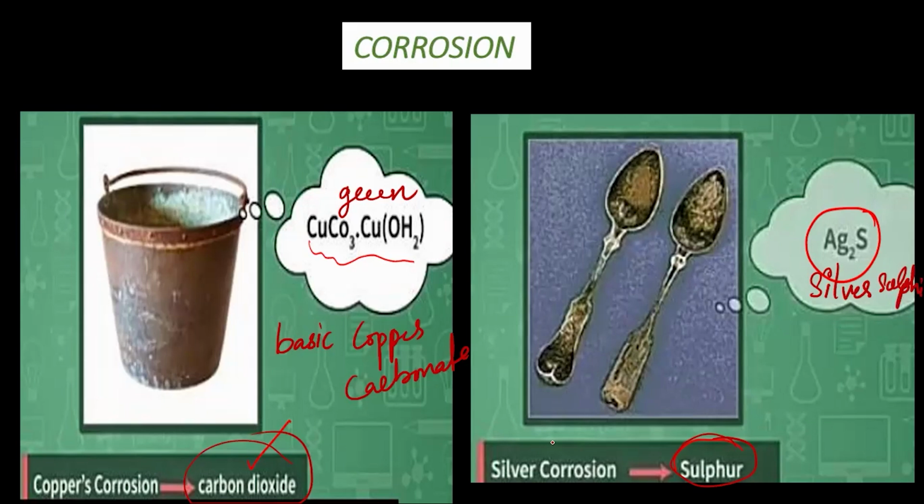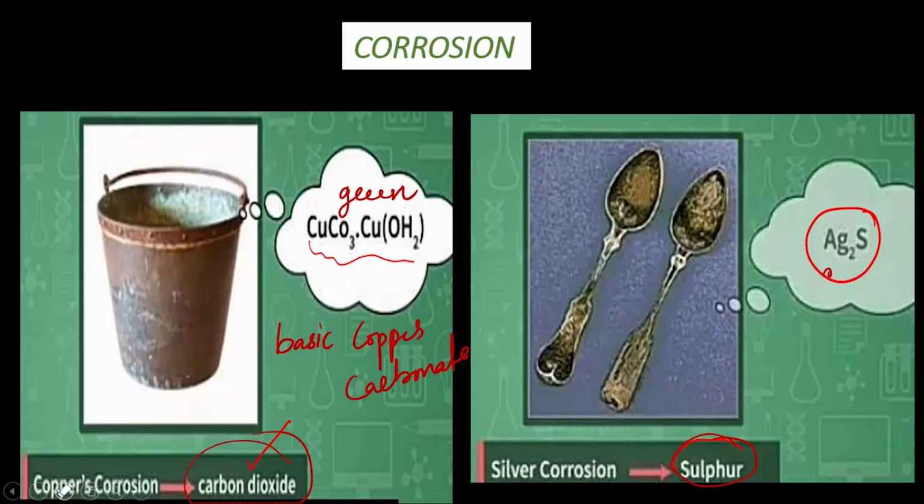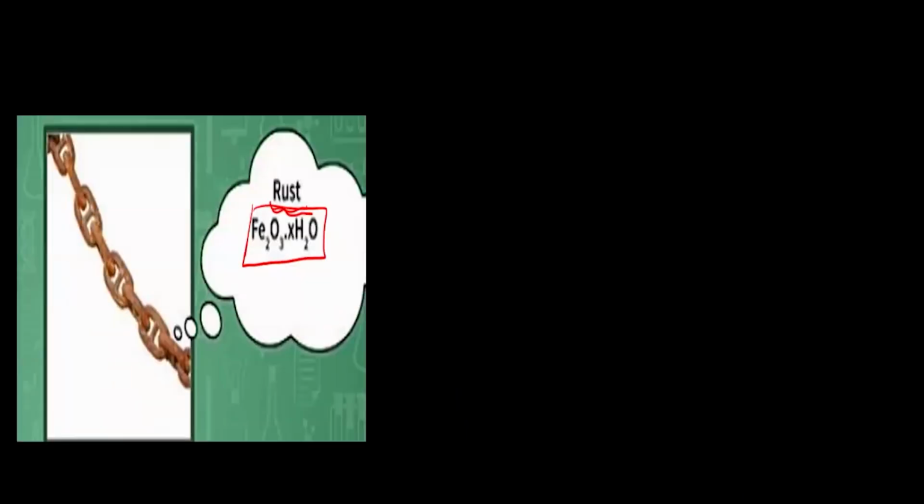Silver sulfide. Okay. I'll write it again. And what is silver corrosion due to? It is due to sulfur, and you will be getting silver sulfide. And one more thing, what is the color of silver sulfide? You will get a black coating. Okay, black coating.